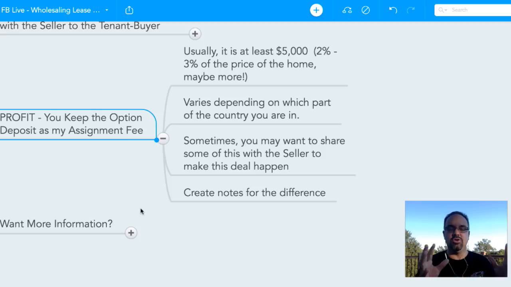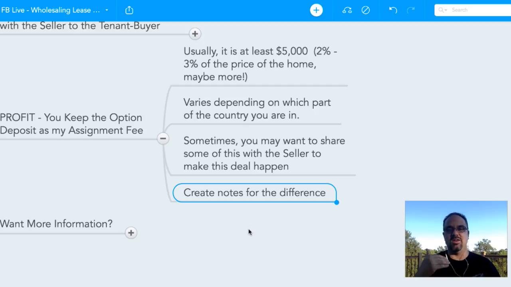But anyway, so usually the assignment fee is about $5,000 or more, 3% of the price of the home. It varies depending on which part of the country you're in. Sometimes you want to share some of that with the seller just to make the deal happen, maybe give the seller 1 month's rent. But here's the cool thing, the really, really cool thing.